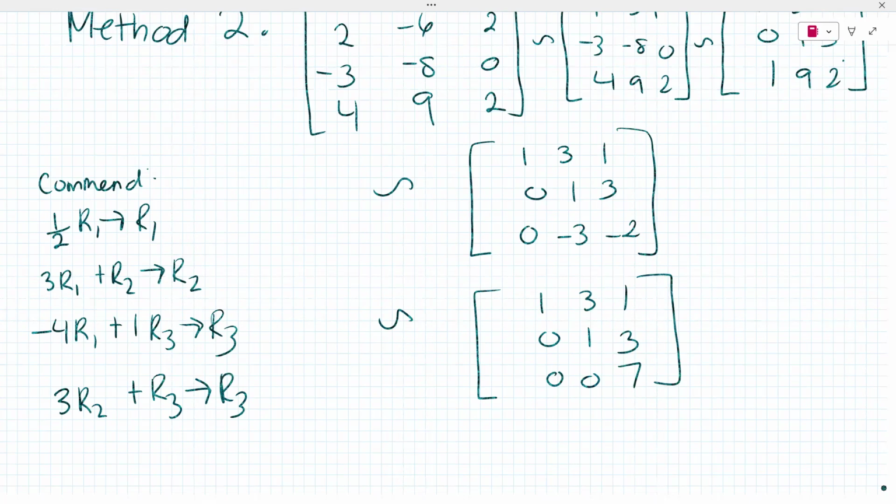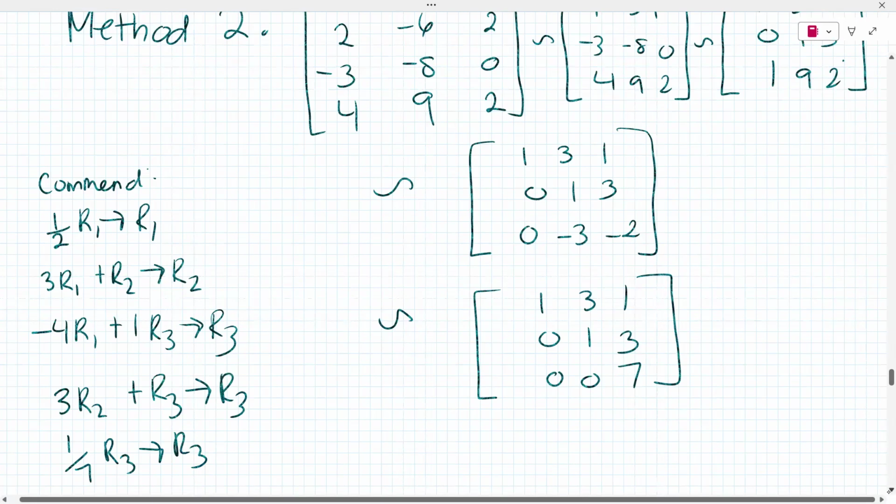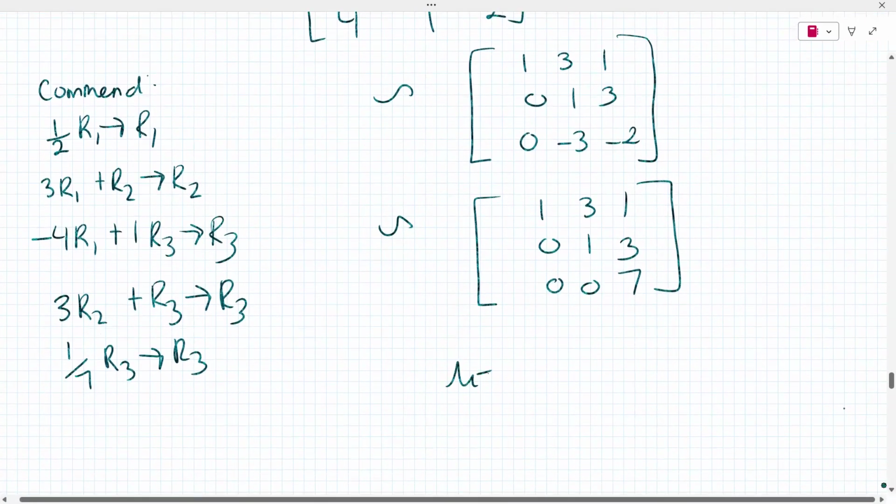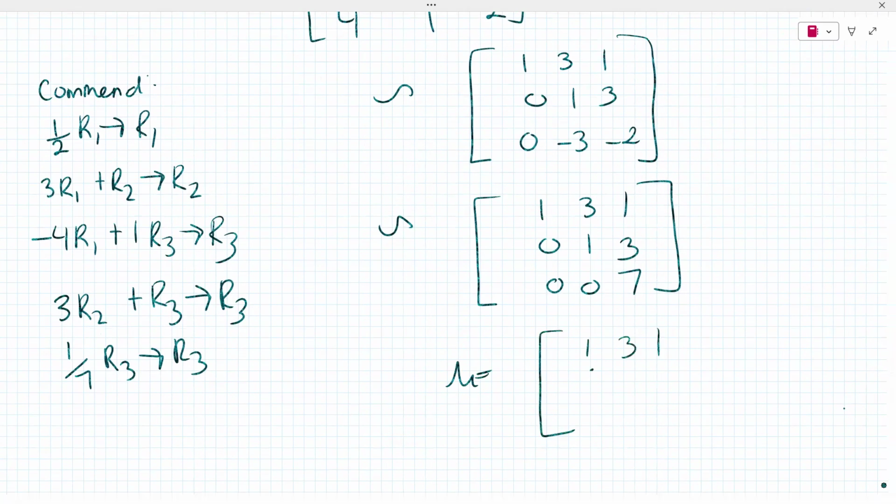Finally, the last one would be 1/7 row 3, and then that'll give us your new row 3, and that would give us U equals 1, 3, 1, 0, 1, 3, 0, 0, 1. Okay.